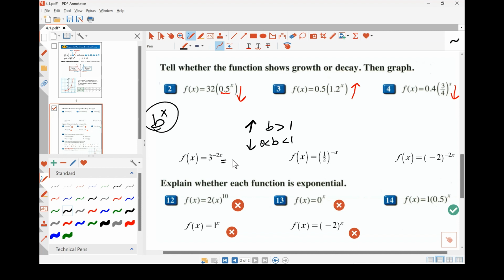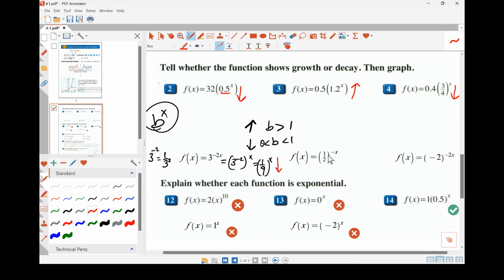So how do I rewrite this? 3 to the negative 2 to the power of x. What is 3 to the negative 2? Remember, when there is a negative exponent, to make it positive, we reciprocate the number and make the power positive. This is the way of rewriting negative exponents. So 3 to the negative 2 is 1 over 3 squared, which is 1 over 9. So 1 over 9 to the power of x. So let's take a look at the base. Our base is 1 over 9, which is between 0 and 1, which represents an exponential decay function.